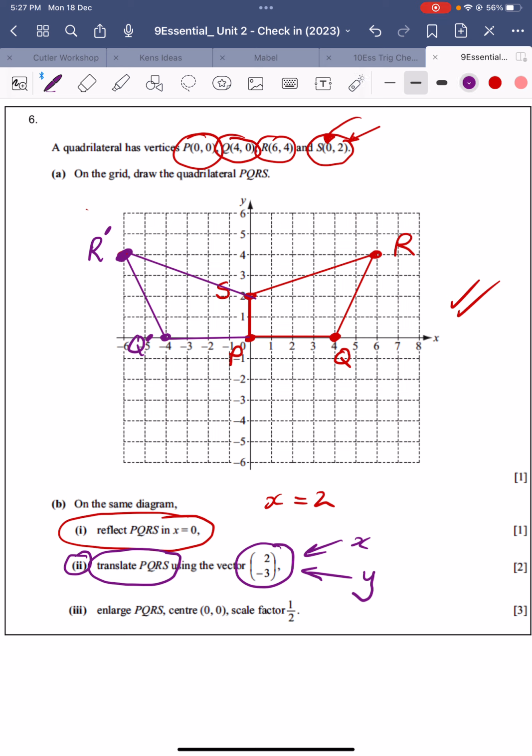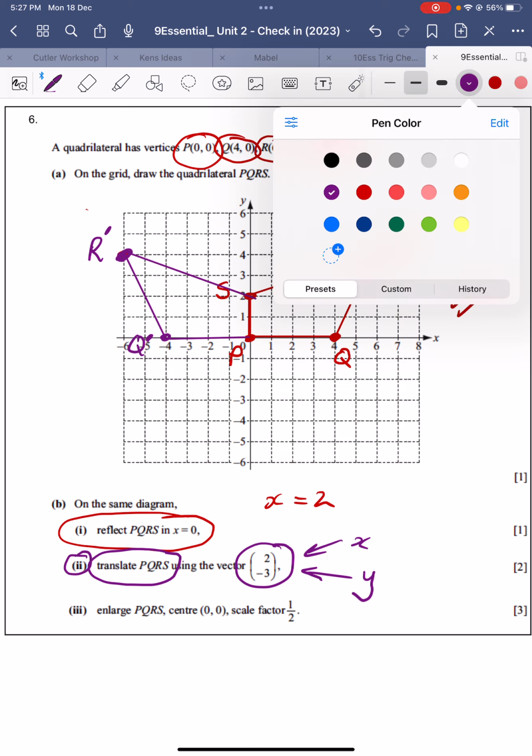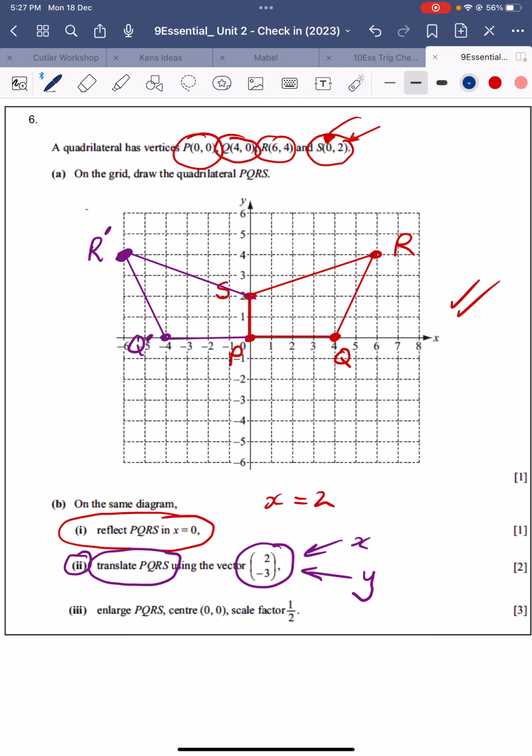So let me go and get this one now, maybe another different colour. So remember, 2 units and then -3. Here is where the R would appear. I'll do another little R, maybe R double dash for part 2. And then we just follow the rest of the shape, and we can just do it by the similar movement. 2 along, 1, 2, 3 down. Here we are.